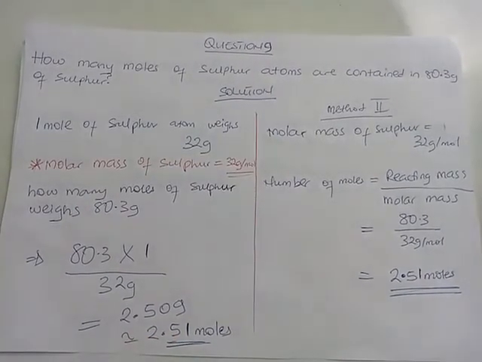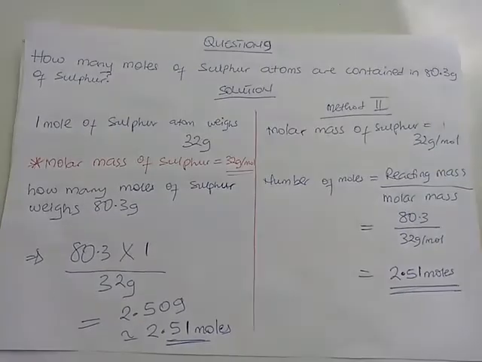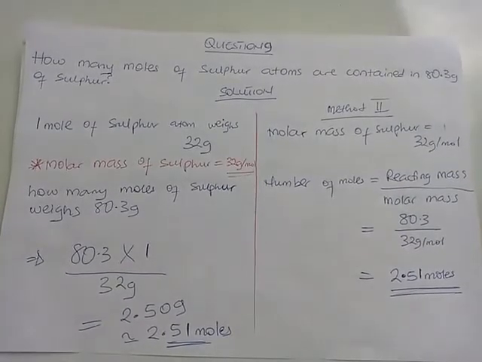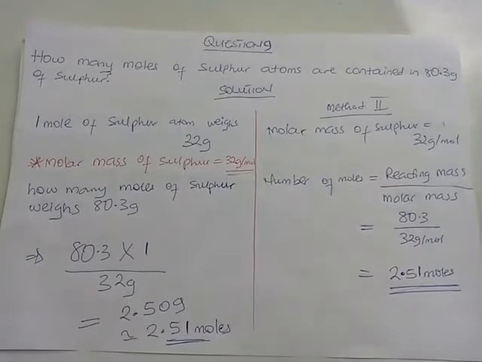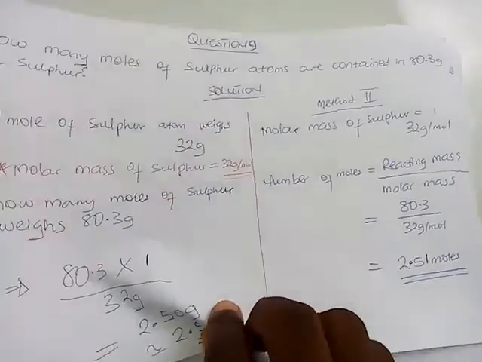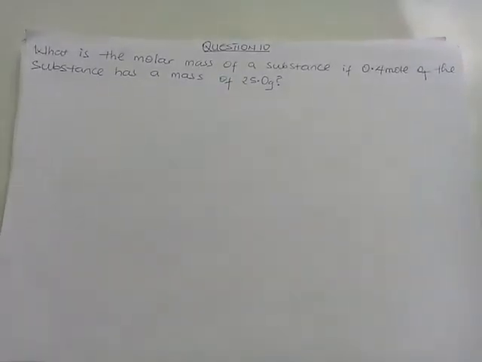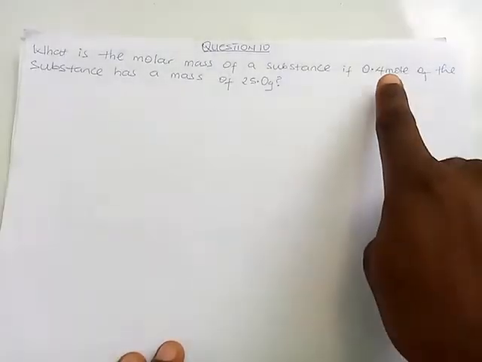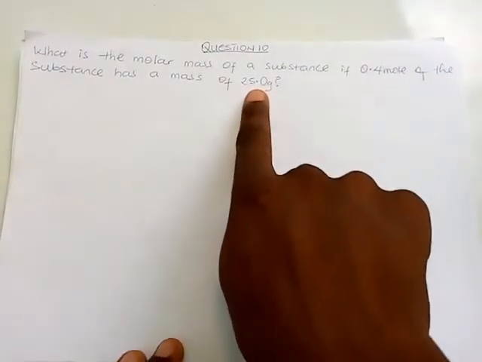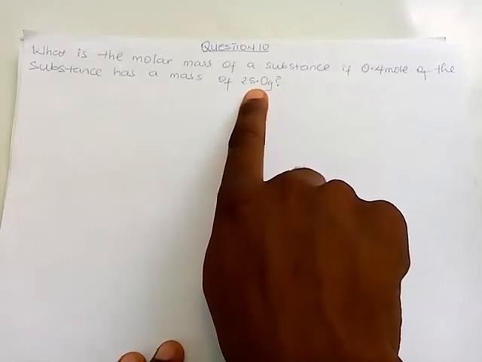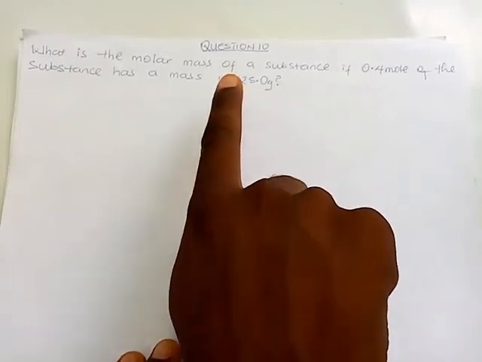So you see, solving equations on relative atomic mass, relative molecular mass, and moles is not as difficult as it appears to be. Now the next question is, what is the molar mass of a substance if 0.4 mole of the substance has a mass of 25.0 grams? We've been given the mole, and we've been given the mass of the substance. We are asked to find the molar mass.